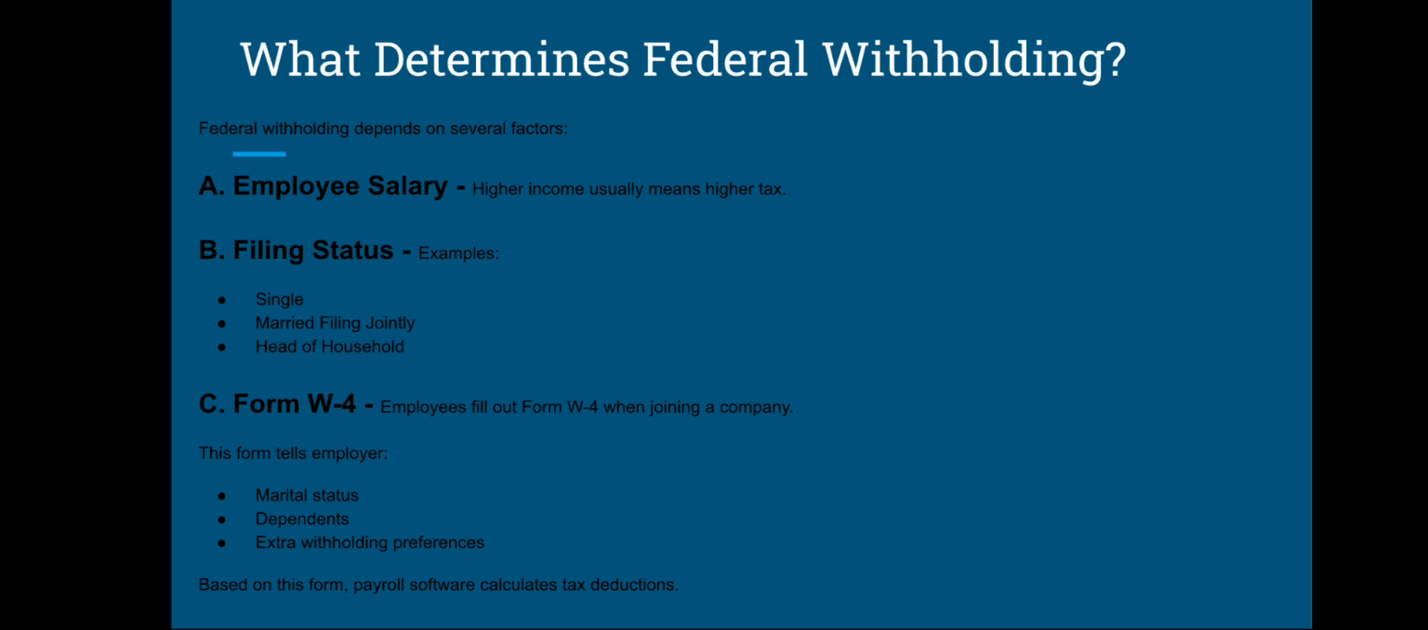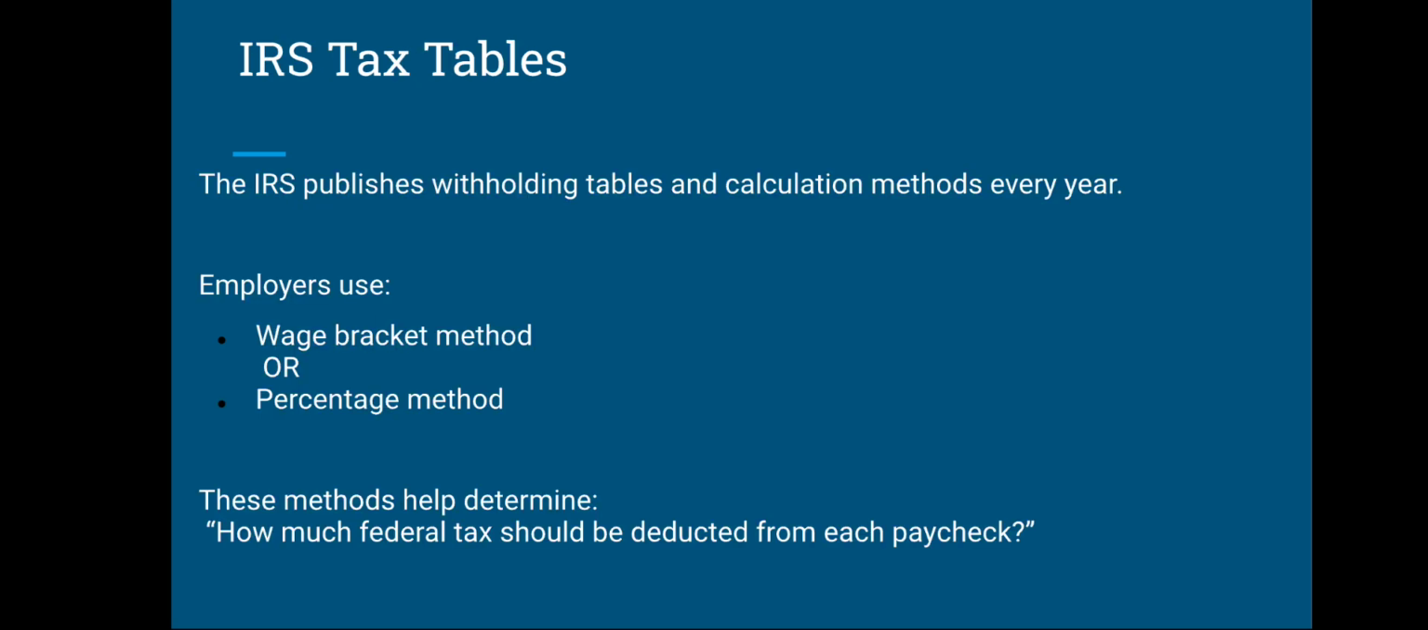For this W4 form, you just have to type on Google, form W4 PDF. You will get the format of this W4 form, and some of the points included in it are marital status, dependents, and extra withholding preference. These three options are necessary in W4 forms, which affect the federal withholding tax calculation. Based on this form, payroll software calculates tax deductions.